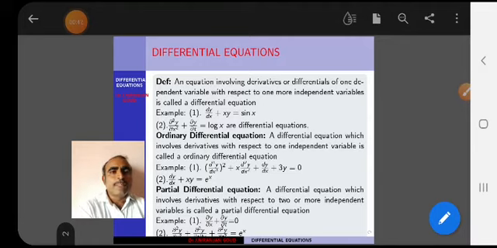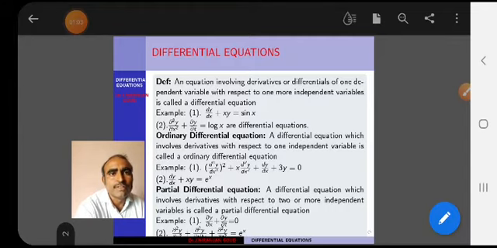See the second example: ∂²y/∂x² + ∂y/∂t = log x. In this equation, we have two independent variables, x and t, and this equation involves partial derivatives of y with respect to x and t. So this is also a differential equation.